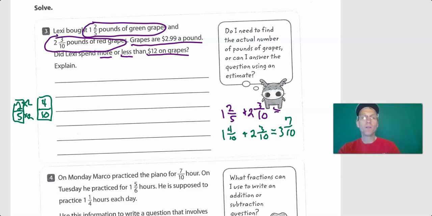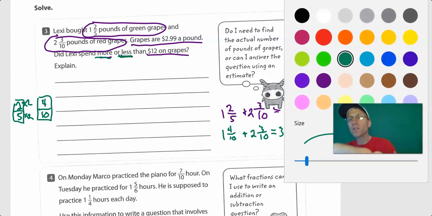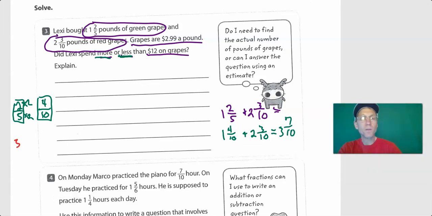here's the question: did she spend more or less than $12? Since they're not asking for an exact answer, we can use a little estimation. So 3 7/10 is about, okay? Now remember, if you have 10 parts in your pizza, half of that would be 5. So this is more than half. If this was a pizza, we're only 3 slices away from a whole. So this is about 4 pounds.